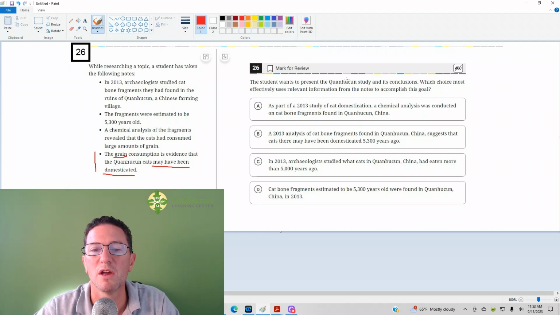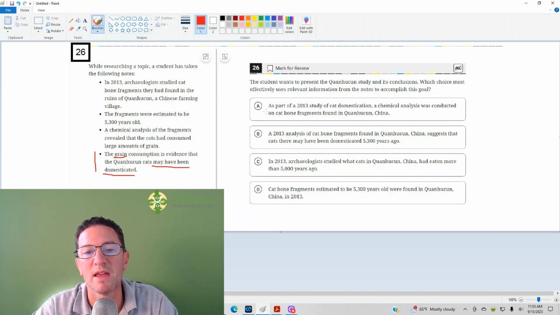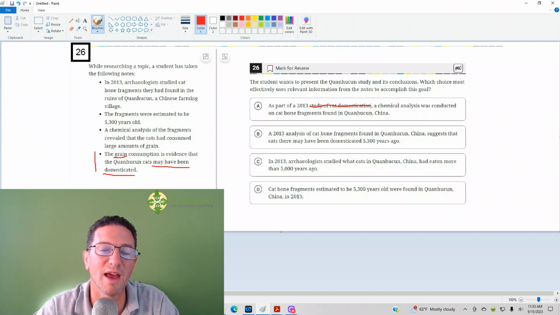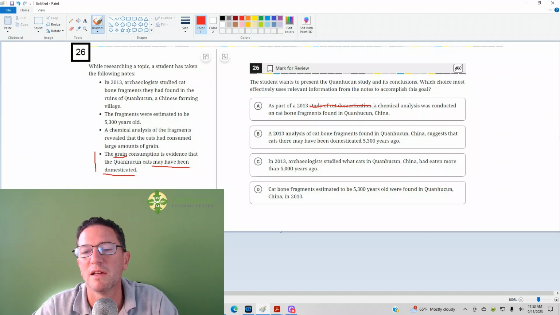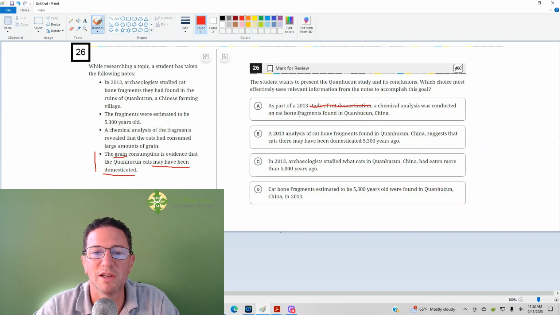The student wants to present the Quanhucun study and its conclusions. Which choice most effectively uses relevant information from the notes to accomplish this goal? Answer choice A: as part of the 2013 study of cat domestication. Hold it. They were not studying cat domestication. They found bones of a cat and concluded that they were domesticated. We'll read the rest. The chemical analysis was conducted on cat bone fragments found in Quanhucun, China. It looks like no. Answer is B.